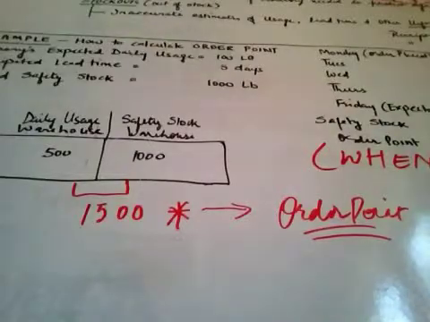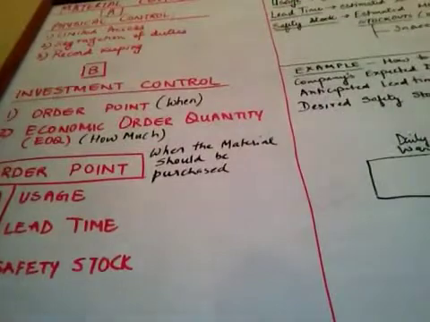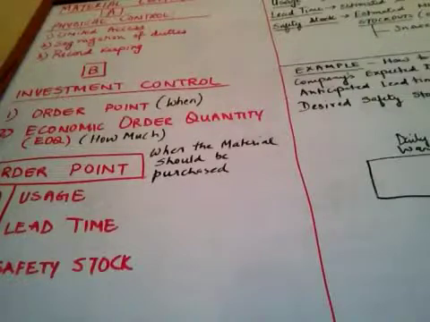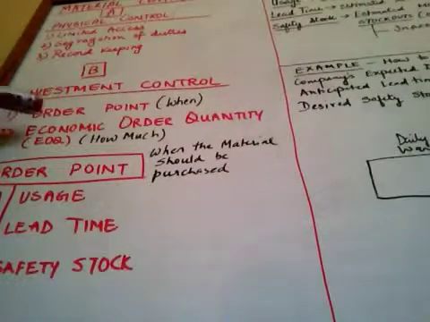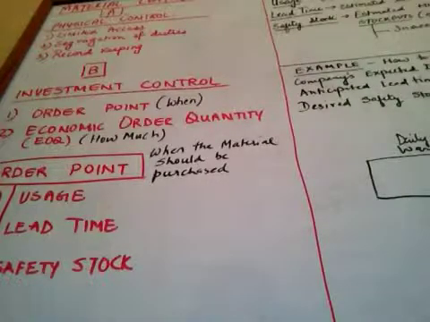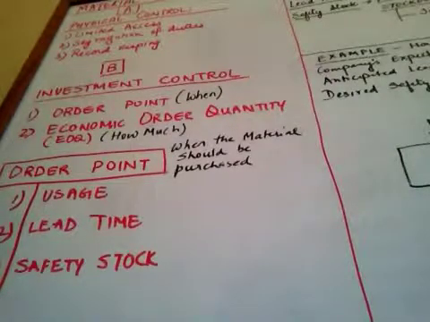So we have discussed one part of investment control, that is order point. In the next lesson, we are going to discuss economic order quantity, which is how much to order, and the short form is EOQ. See you in the next lesson.